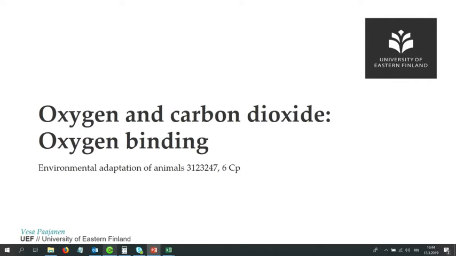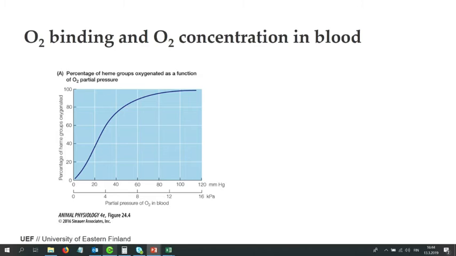Now this video will focus only on one thing: how to bind oxygen on the hemoglobin or other carrier molecule and how to release it for the use of the cells. We have learned that the oxygen binding depends on two different things. So what is the oxygen affinity? So how eagerly the oxygen is binding on the binding sites. And then how much oxygen is available.